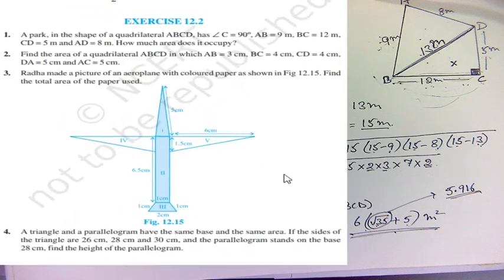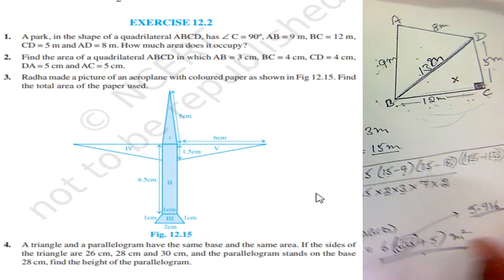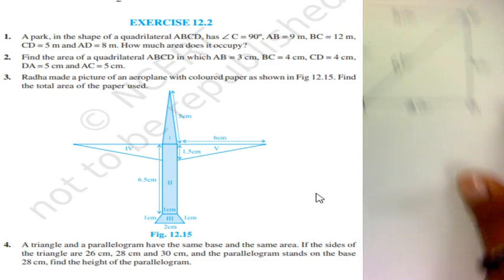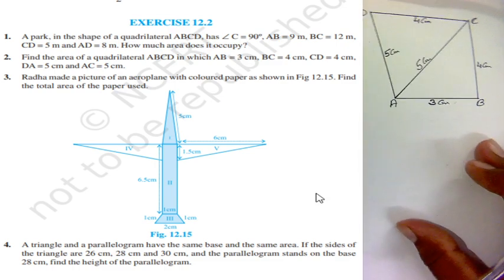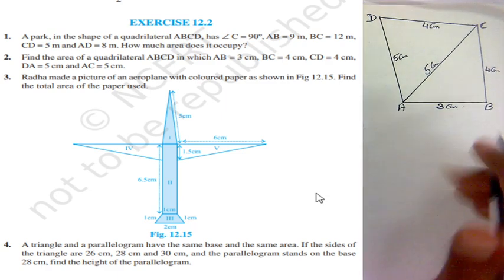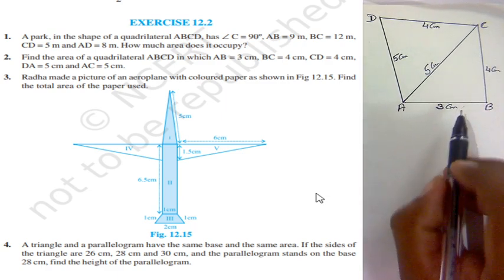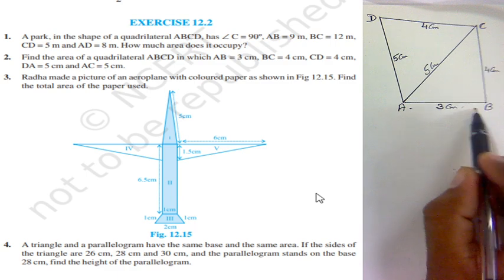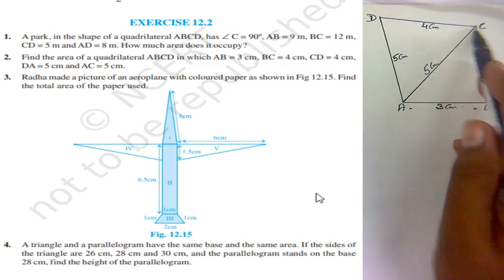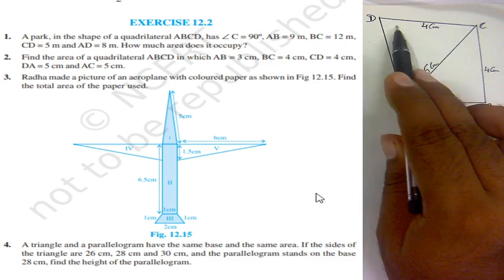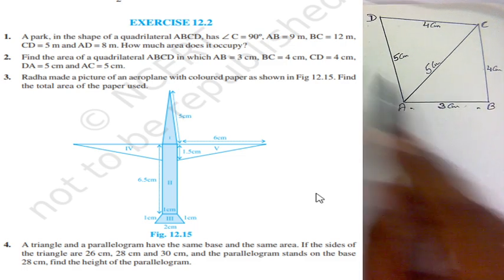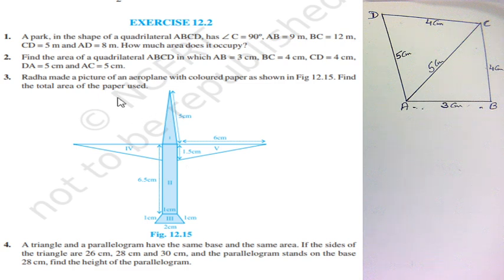Now the second question, it says find the area of a quadrilateral. So you need to find the area of a quadrilateral ABCD in which AB is 3 centimeter, BC is 4 centimeter, CD is again 4, DA is 5 and AC is 5. So you have the dimensions given. You need to find the area of the quadrilateral ABCD. Okay, all the 4 sides including one diagonal you have here.